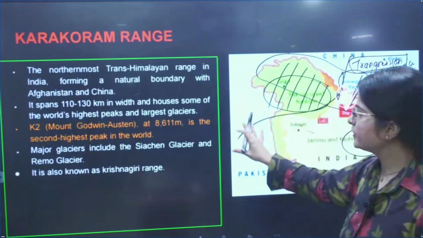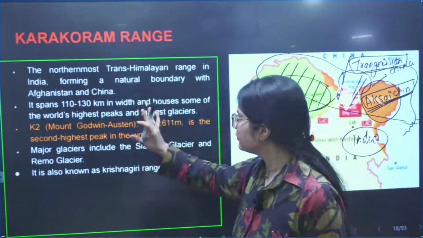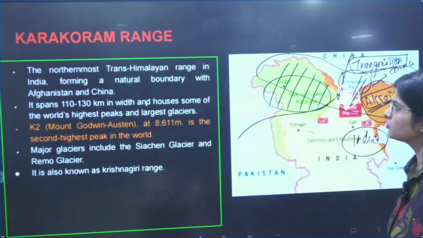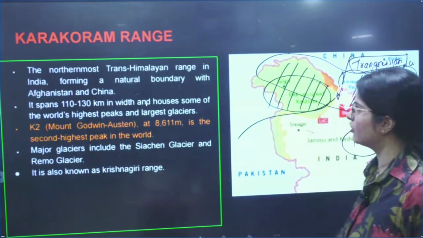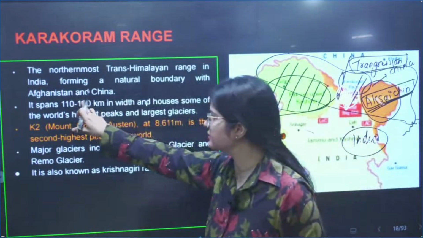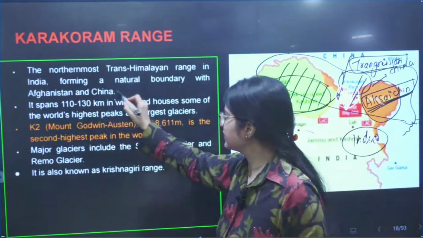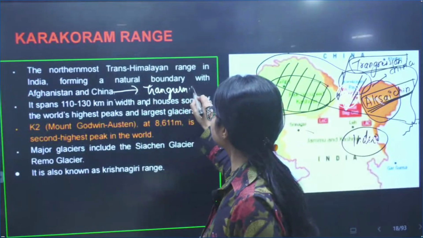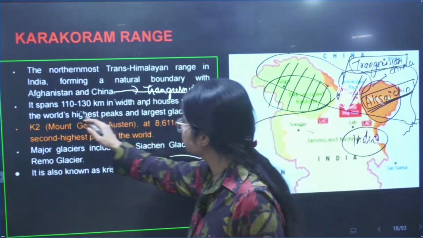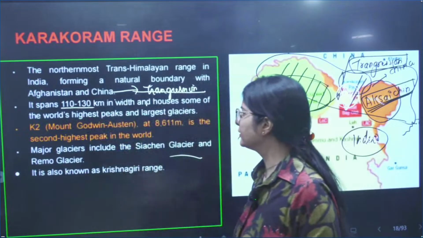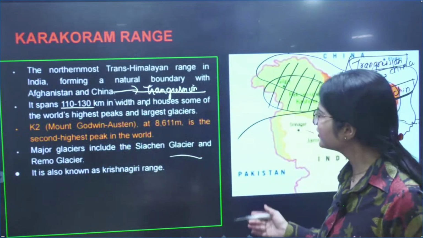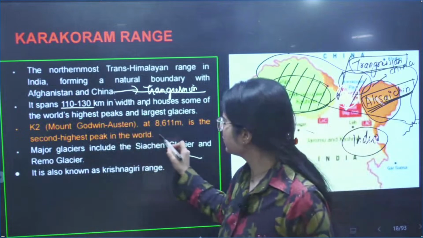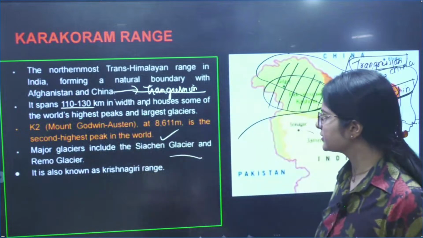If you have to add anything from here, you can add. The first point is: Karakoram range, the northernmost trans-Himalayan range in India, forming a natural boundary with Afghanistan and China. This is what I was telling, and therefore China is taking advantage of this. They are transgressing in the boundary. It spans 110 to 130 kilometers. It's not important. Next is your K2 Godwin Austen. We have already discussed this.